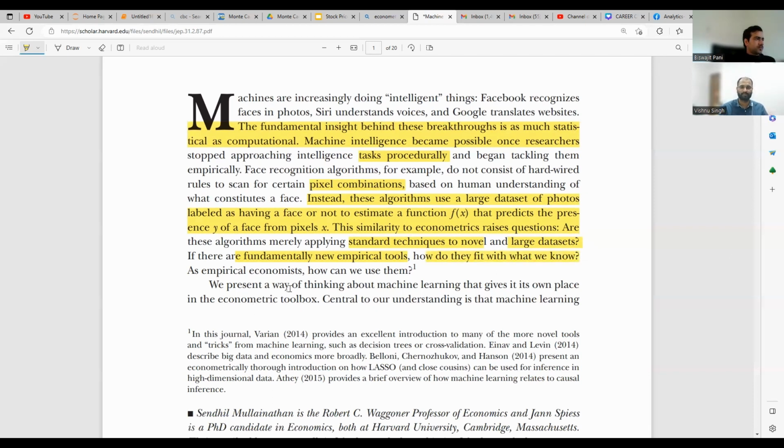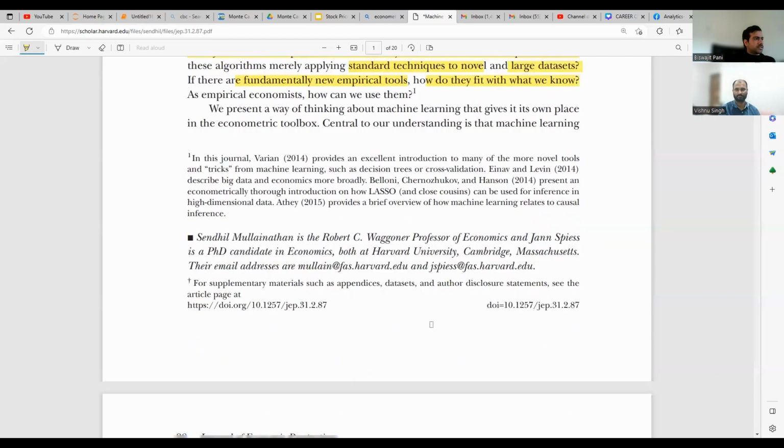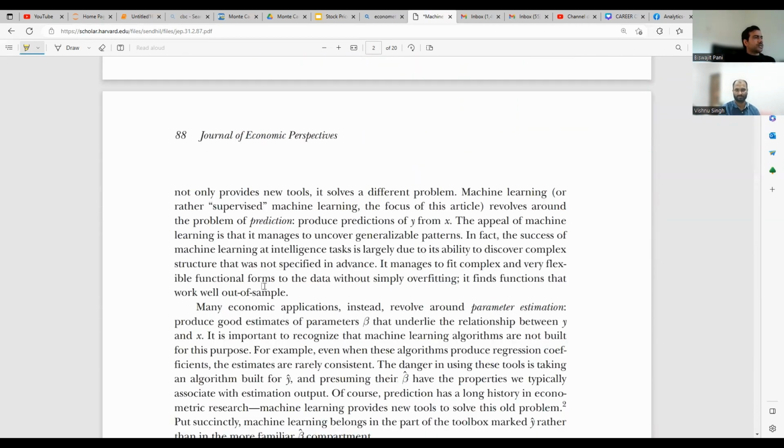We present a way of thinking about machine learning that gives it its own place in the econometrics toolbox. Central to our understanding is that machine learning not only provides new tools, it solves different problems. That's what we were talking about. The problems machine learning is tackling are totally different. Supervised machine learning revolves around the problem of prediction, of y from x.